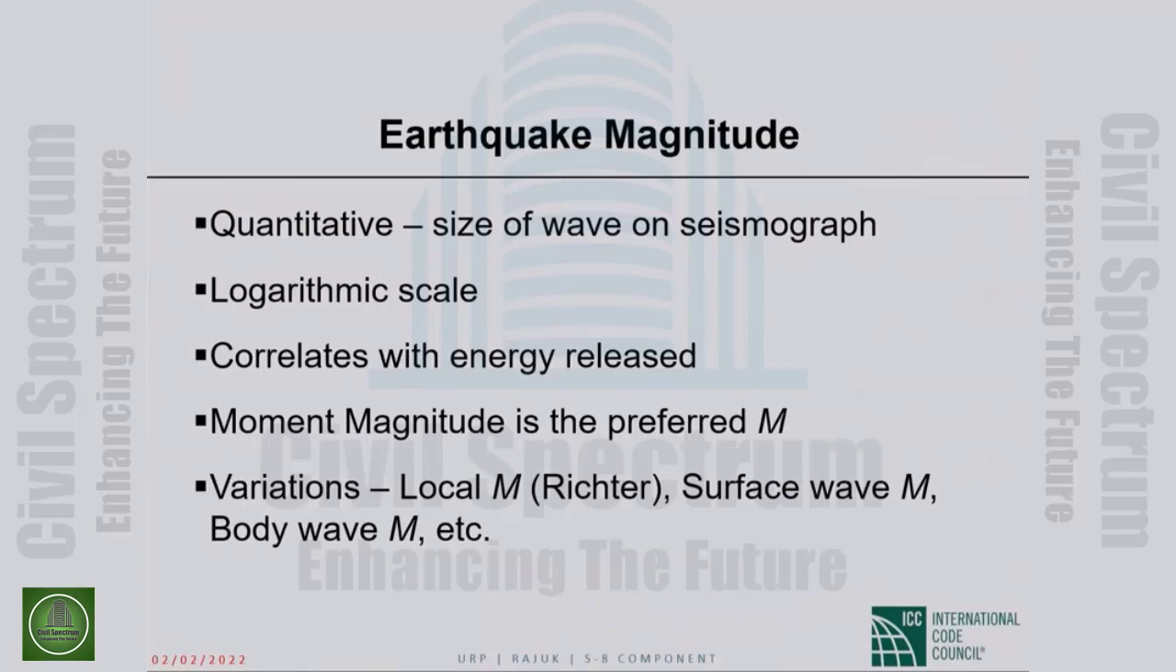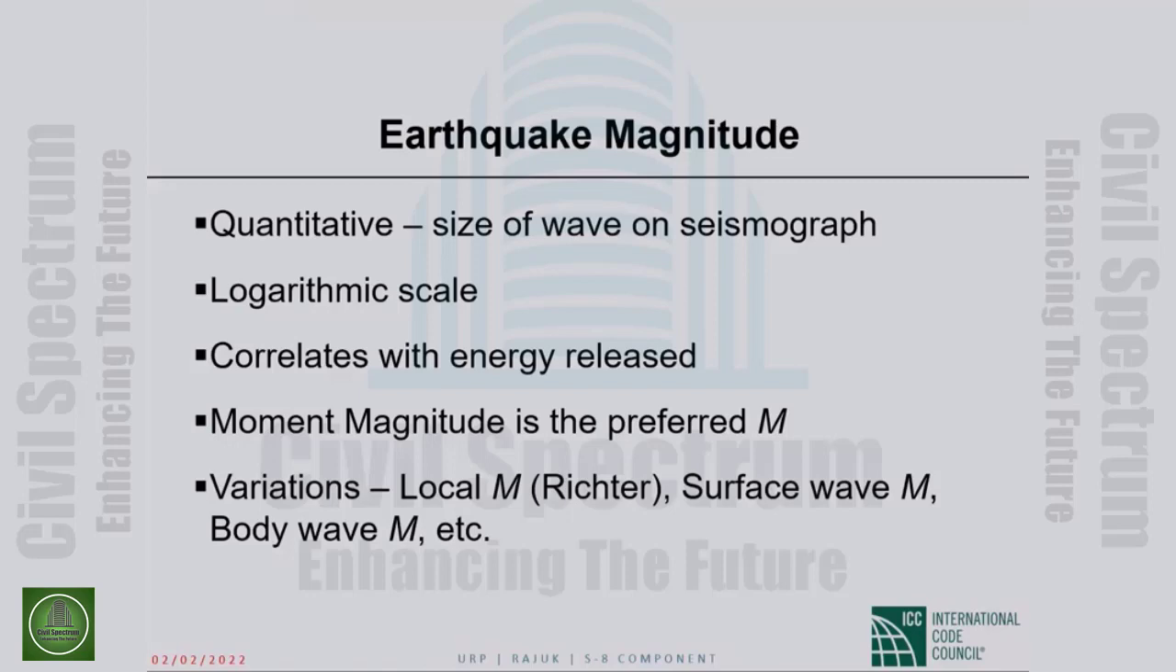Magnitude is quantitative. It is calculated from the size of wave recorded on a seismograph. This is how magnitudes are determined. We look at the records made by seismographs and from those ground motion records, the amplitudes, let us say, of the motion, we calculate the magnitude of the earthquake. It is a log scale, as I mentioned to you already, and correlates with energy released at source. That's very important.